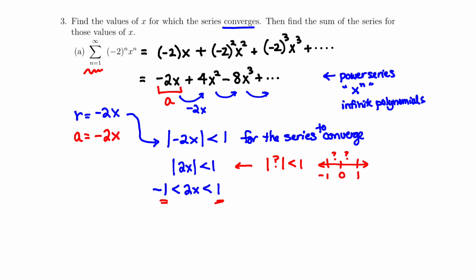And so, Max, to solve this tripartite, I'll put the word up there, or a 3-part inequality, it's called a tripartite or a 3-part inequality. The way we solve that is by dividing each term by 2. And so that tells me that negative 1/2 is less than x is less than 1/2.